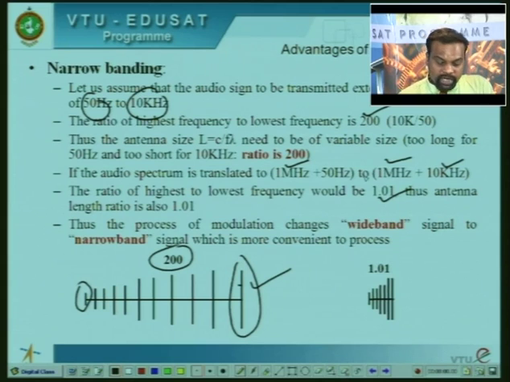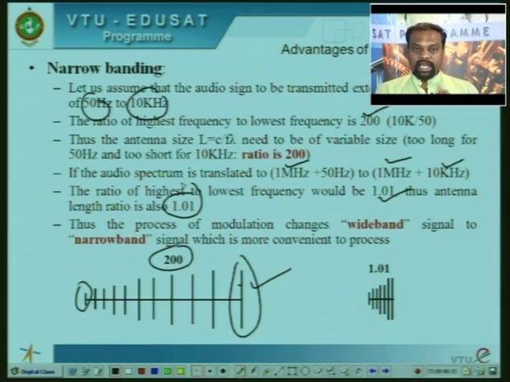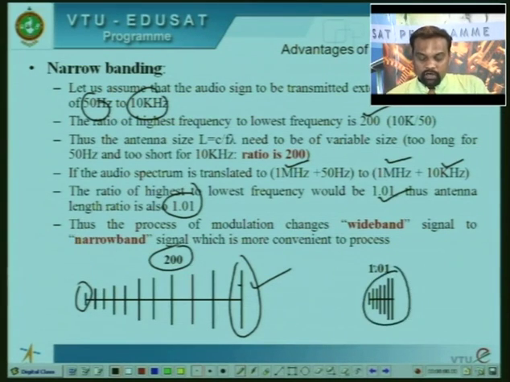See, this is a very interesting fact. It is 1.01. So if you perform modulation and translate the lowest frequency of 50 hertz and the highest frequency of 10 kilohertz by a carrier signal of 1 megahertz, the ratio between the largest frequency and the smallest frequency is 1.01. So the number of elements or the length of the elements required in an antenna is now going to be 1.01. From 200 you are reducing it to 1.01.